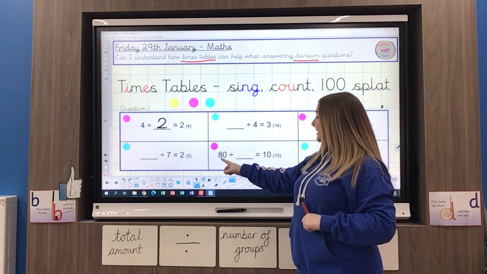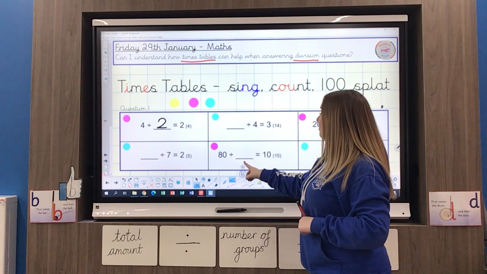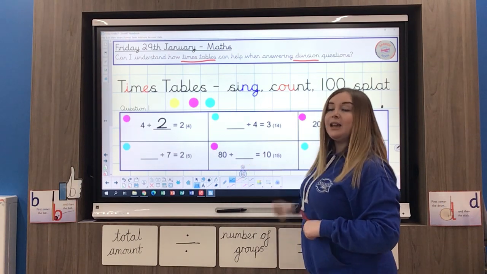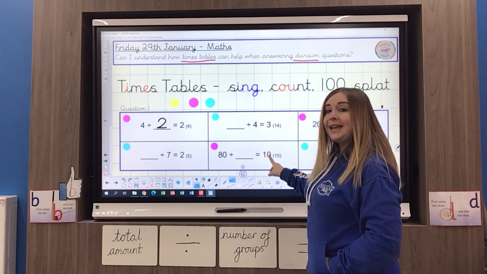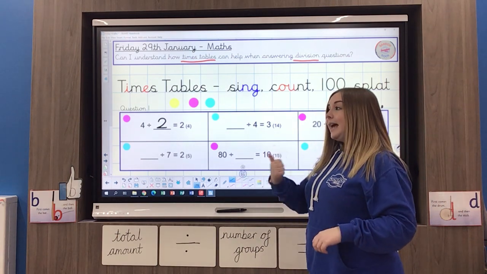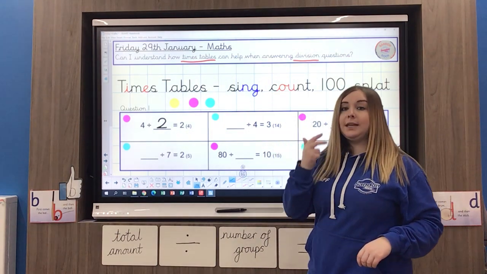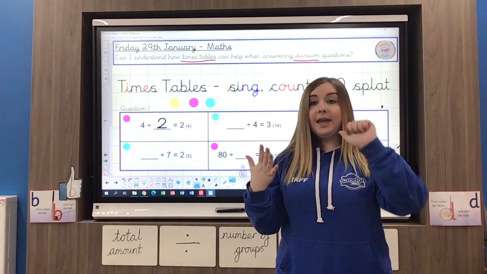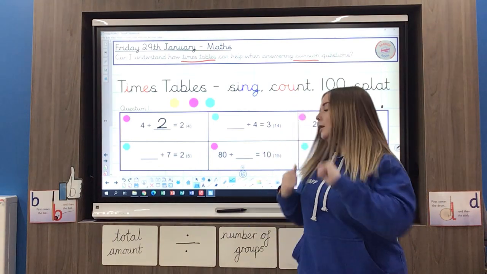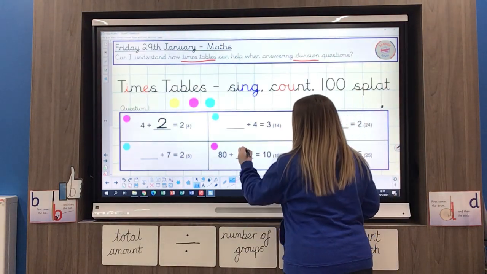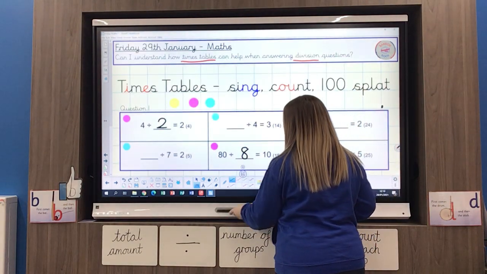So this time we've got 80 divided by something equals 10. Now again, we can count in our 10s. So we're going to count in our 10s until we get to 80. 10, 20, 30, 40, 50, 60, 70, 80. Okay, so my answer for that one has got to be 8.